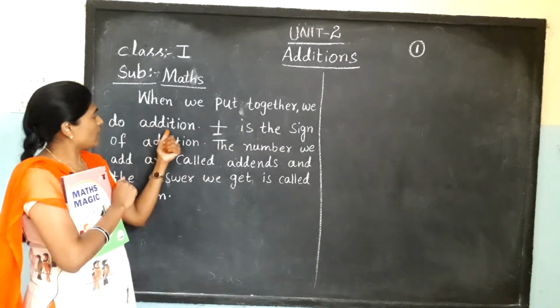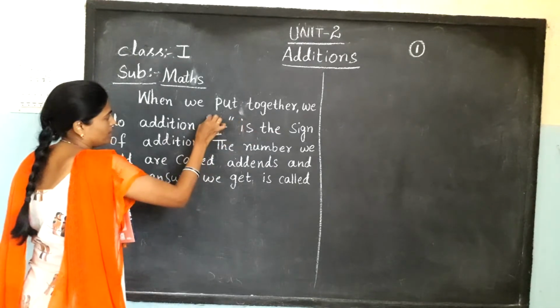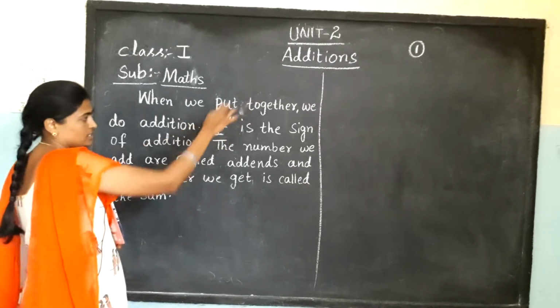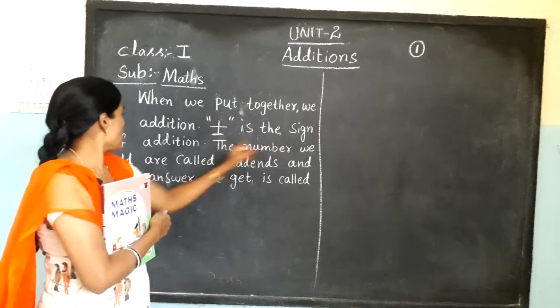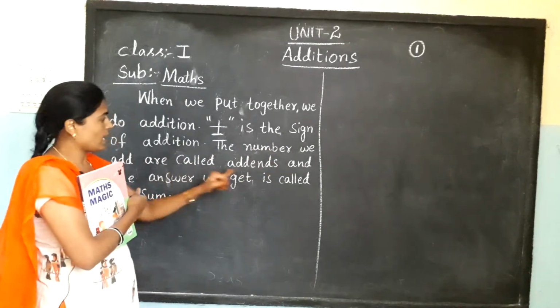When we do addition, plus is the sign. This is the symbol of plus. Plus is the sign of addition. The numbers we add are called addends.